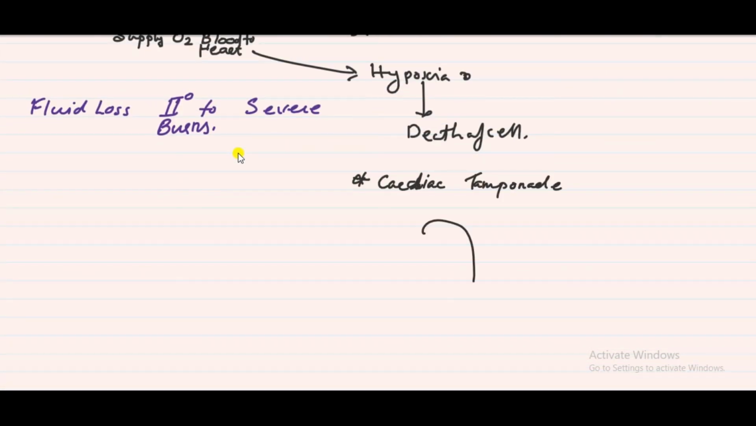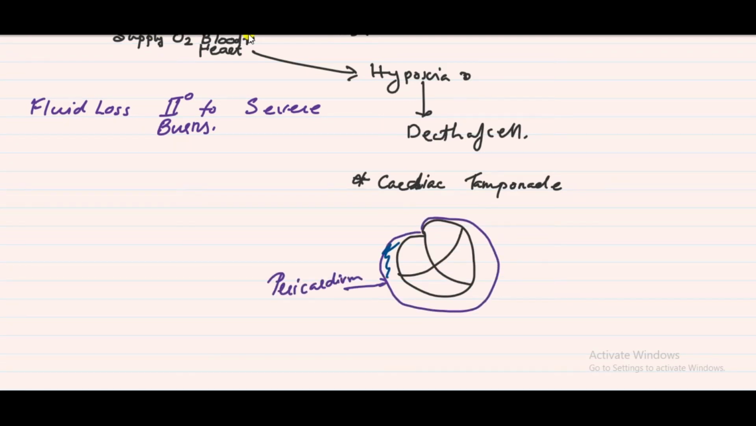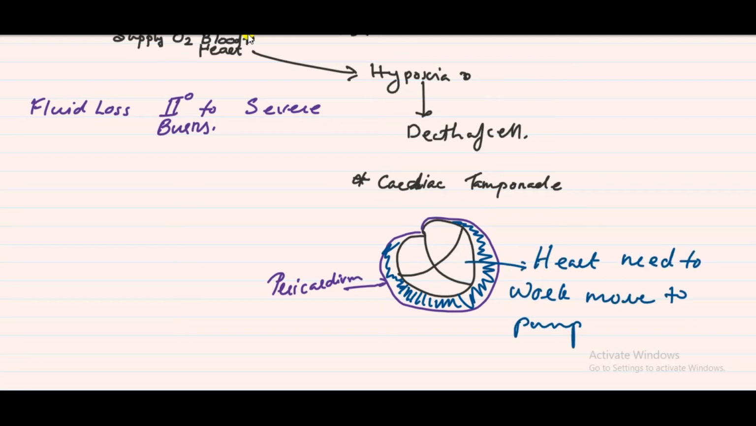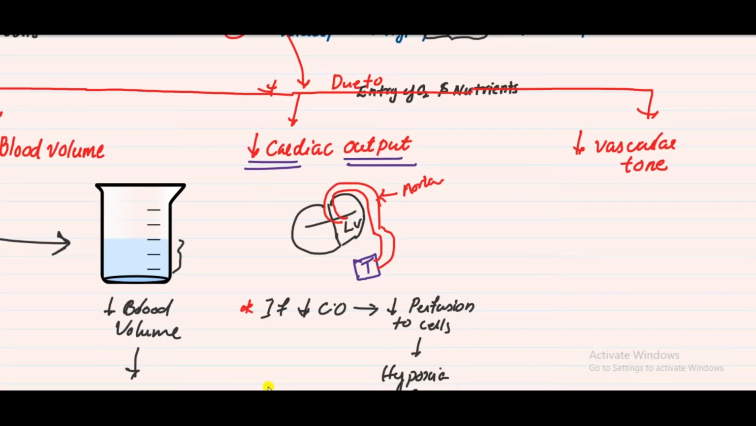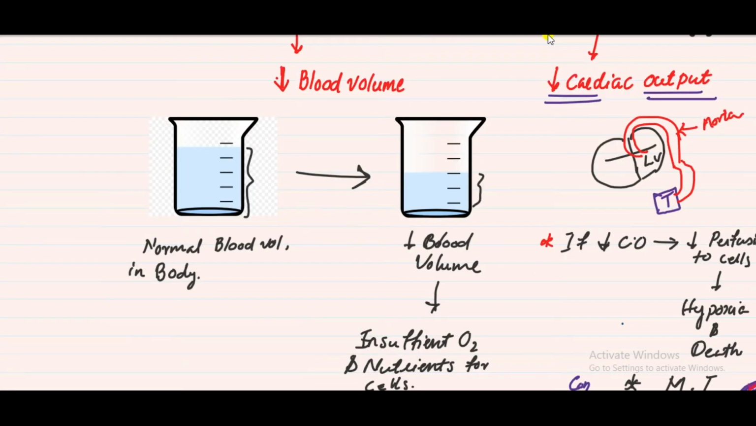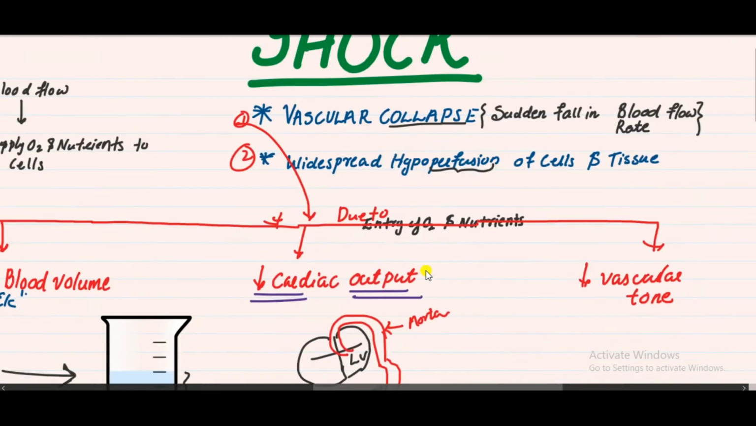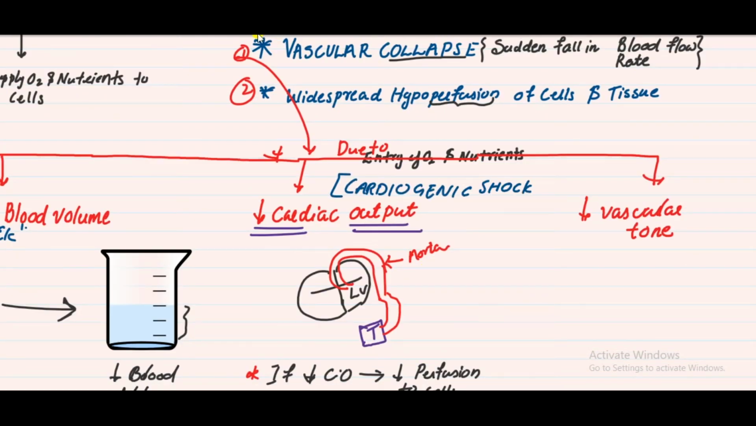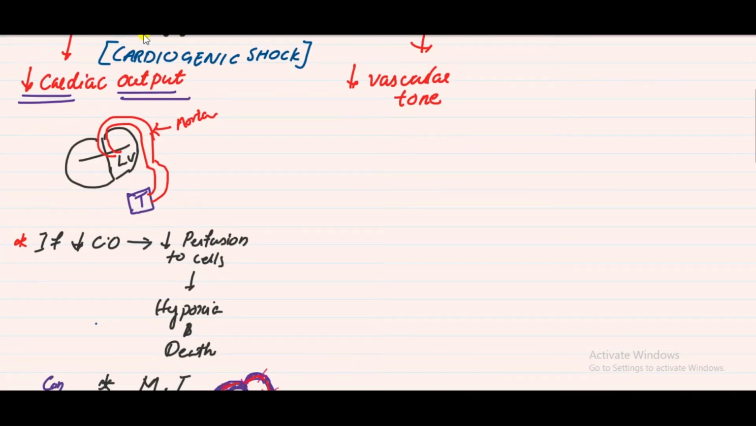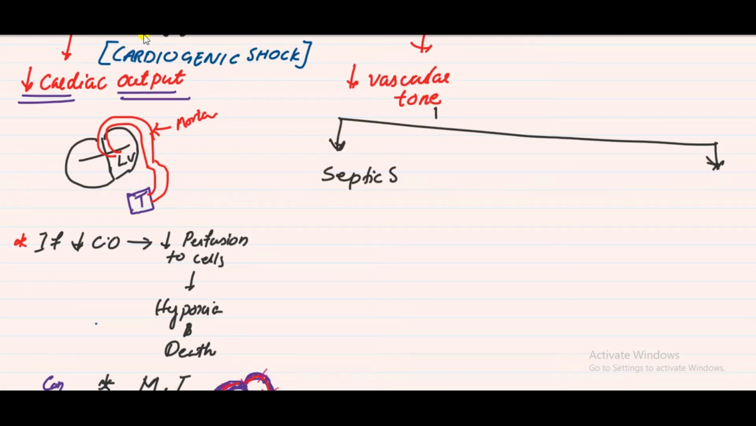Then cardiac tamponade is another example. This is fluid present between the heart muscle and the pericardium. So the heart needs to do more work to pump the blood. You can see this in decrease in cardiac output, and it leads to cardiogenic shock. Decrease in blood volume can be seen in hypovolemic shock, and decrease in cardiac output in cardiogenic shock. Decrease in vascular tone is seen in septic shock, neurogenic shock, and anaphylactic shock.